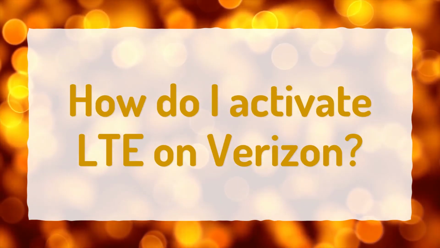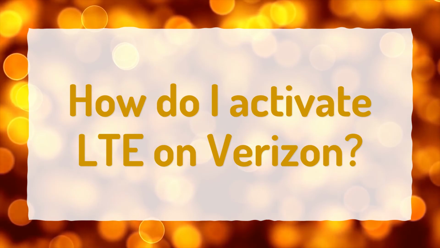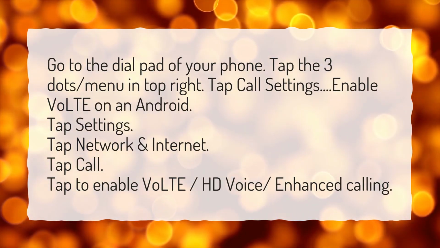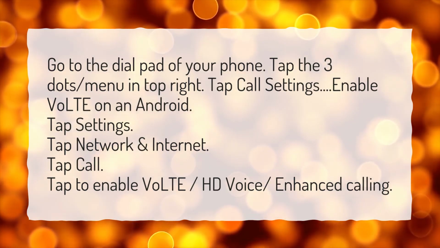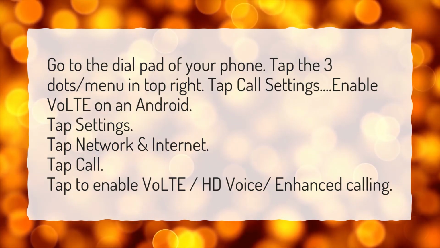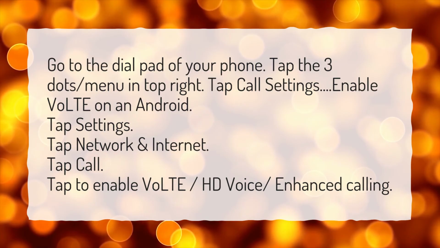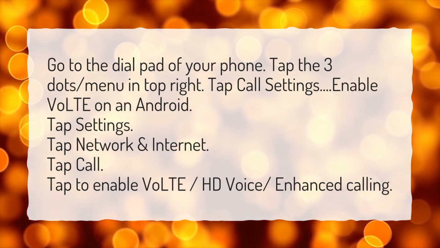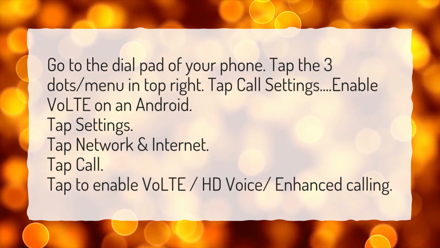How do I activate LTE on Verizon? Go to the dial pad of your phone. Tap the three dots menu in the top right. Tap Call Settings. Enable VoLTE on an Android: tap Settings, tap Network and Internet, tap Call, then tap to enable VoLTE, HD Voice, or Enhanced Calling.